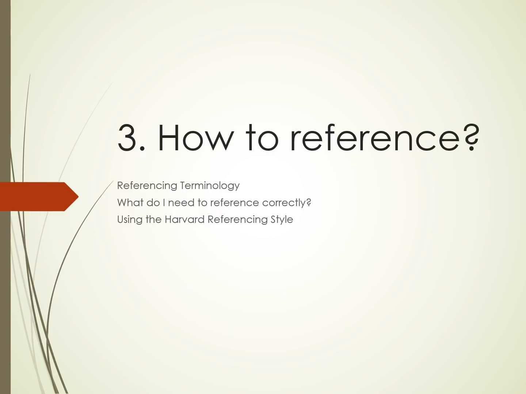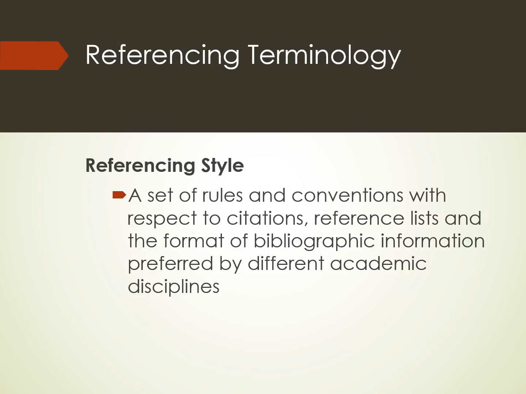Now that we understand why it's important to reference and why it's important to pay attention to the quality of our sources, we're going to move into the question of how to reference. We're going to do a couple of things before we get to examples of the Harvard referencing system. First, we're going to look at some referencing terminology so we're all on the same page. And then we're going to look at some of the information that we need to collect before we can start accurately referencing. And then we'll move on to examples and exercises for you to practice so that you can use the Harvard system yourself.